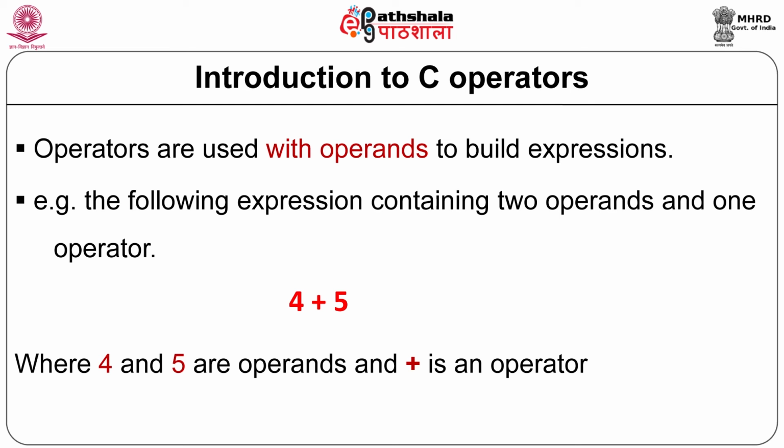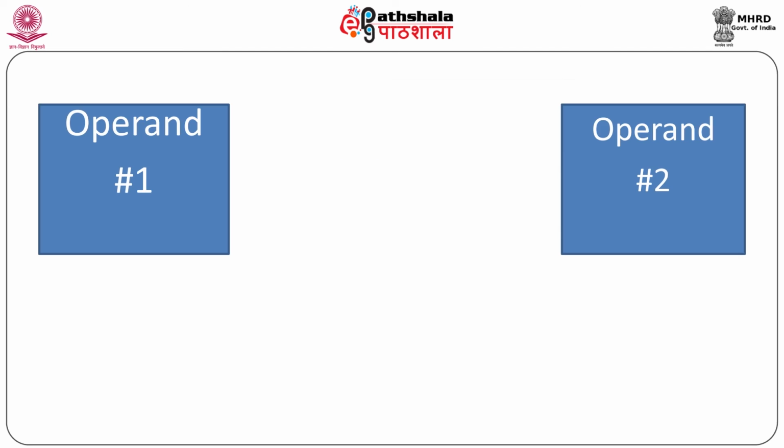Here a simple example is given like 4 plus 5. Here in 4 plus 5, plus is the operator and 4 and 5 are the operands. So, this is a simple expression, 4 plus 5, which gives 9. So, the result is 9, 4 and 5 are the operands, and plus is the symbol for the operator. Now, let us see a simple animation for an operator.